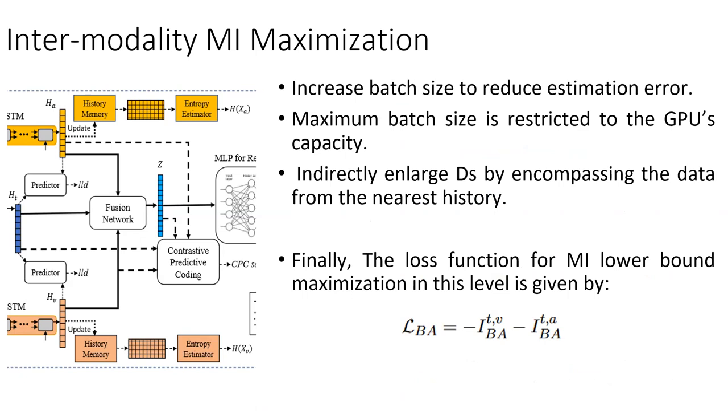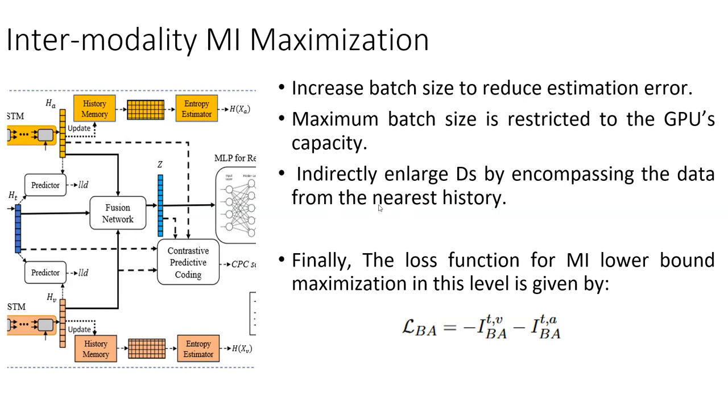According to statistical theory, if we increase the batch size, then the estimation error will be reduced. But the problem is that the maximum batch size is restricted by the GPU capacity. Therefore, the authors suggest using a storing memory, which they update at every iteration, and then estimate the entropy for the acoustic and visual signals. And finally, the loss function for MI lower bound maximization at this level is given by these equations.